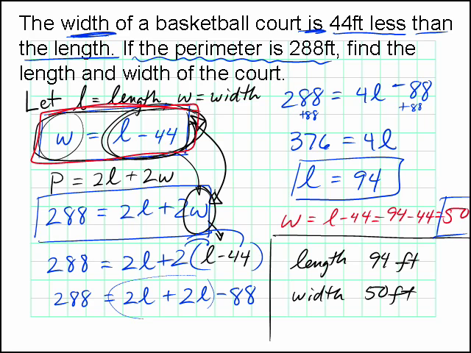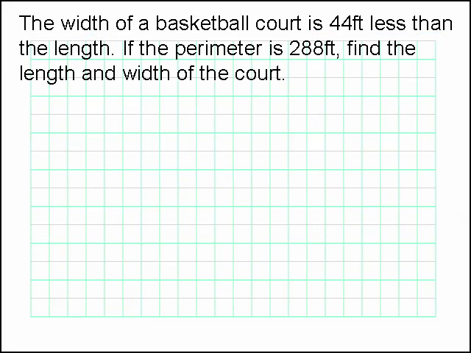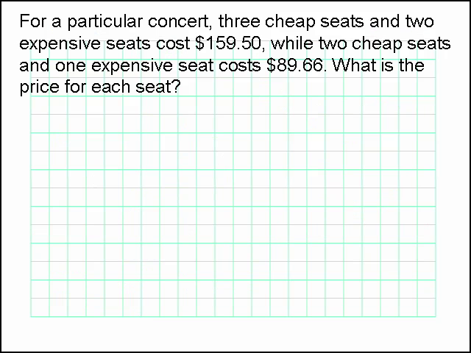All right, let's look at a second problem. For a particular concert, 3 cheap seats and 2 expensive seats cost $159.50, while 2 cheap seats and 1 expensive seat costs $89.66. What is the price of each seat?